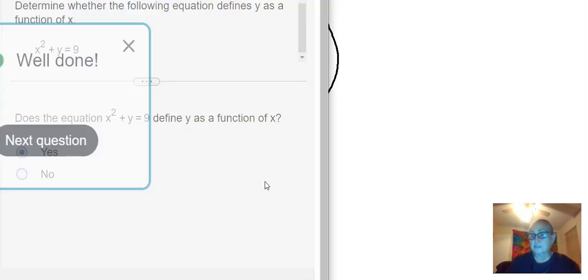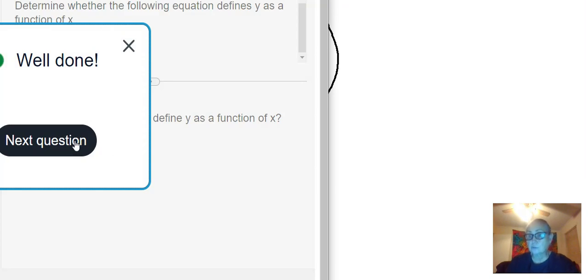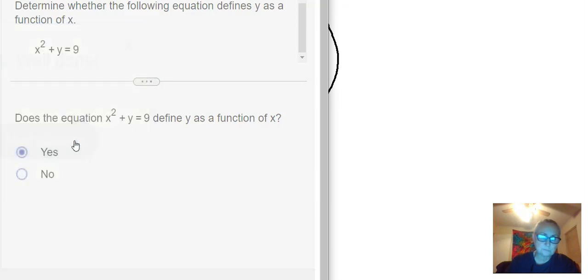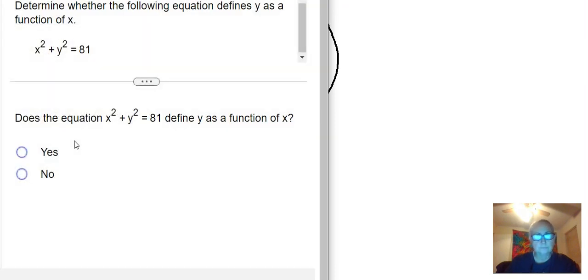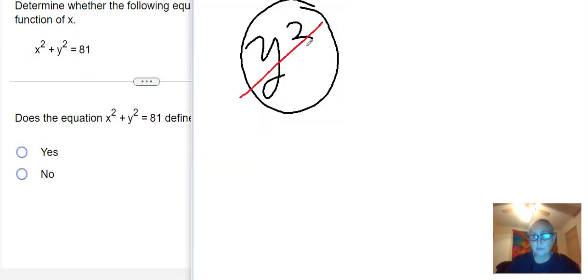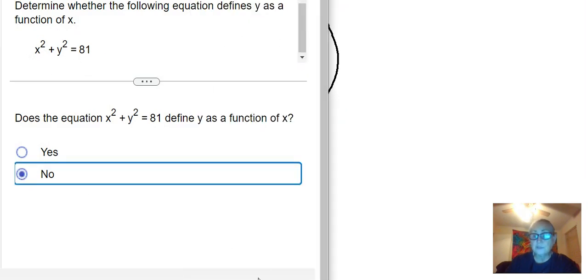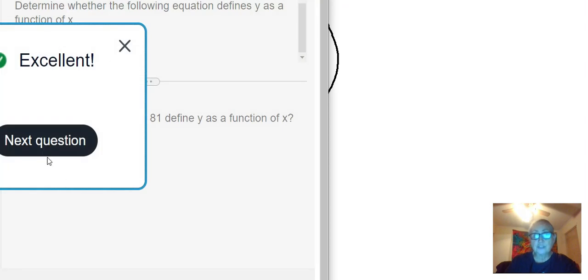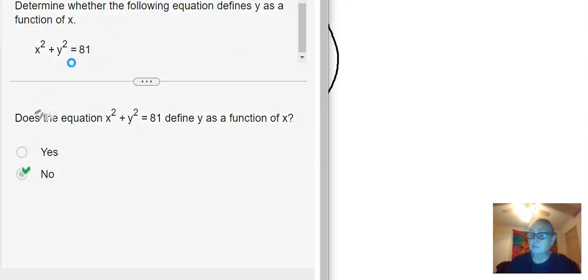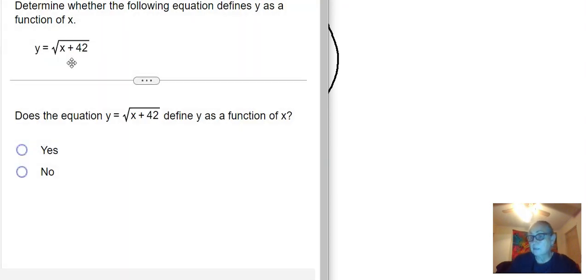I mean, it literally is that easy. Look for a Y squared. If you have a Y squared, nope, not a function. Otherwise, yes. Here's one where we have that problem of having a Y squared. So no, this is not a function. It turns out that this is the equation of a circle. Now, it can be an equation and it can be graphed on the coordinate plane and not be a function.